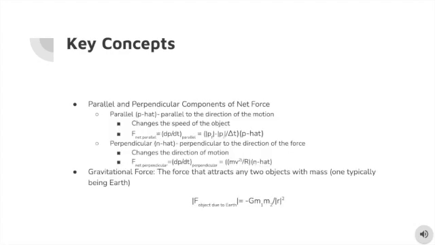Other key concepts in this lab include the parallel and perpendicular components of net force. The parallel component, P hat, is parallel to the direction of the motion and changes the speed of the object, and the perpendicular component, or N hat, is perpendicular to the direction of the motion and changes the direction of the motion. In addition, gravitational force is at play, and that force is the force that attracts any two objects with mass, one typically being Earth. However, Earth is not one in this lab because we are in space.